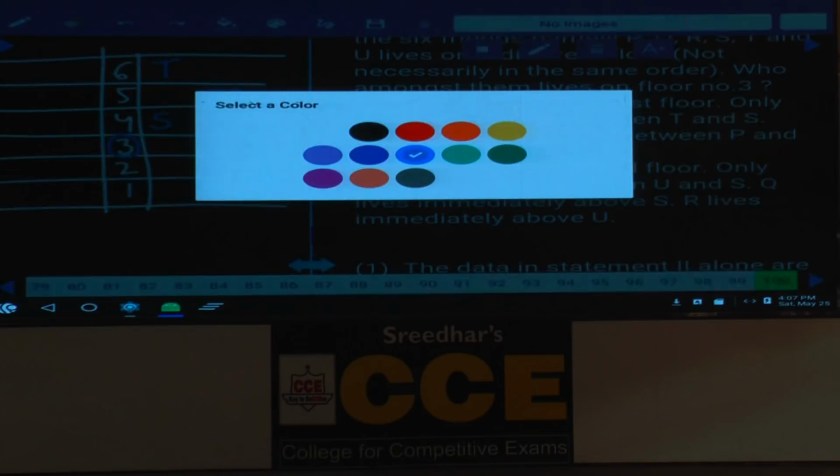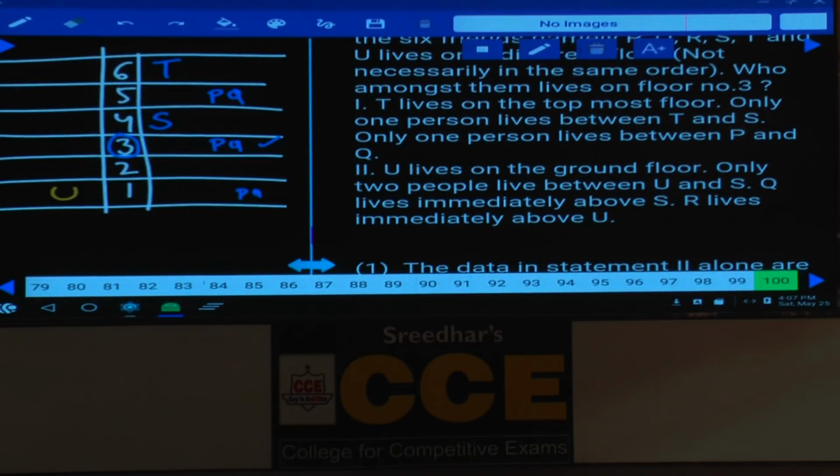Now, U lives on the ground floor, condition number 2. Only 2 people between U and S, and Q lives immediately above S. R lives immediately above U. As R is immediately above U, R is at this place. Are you getting the answer here?